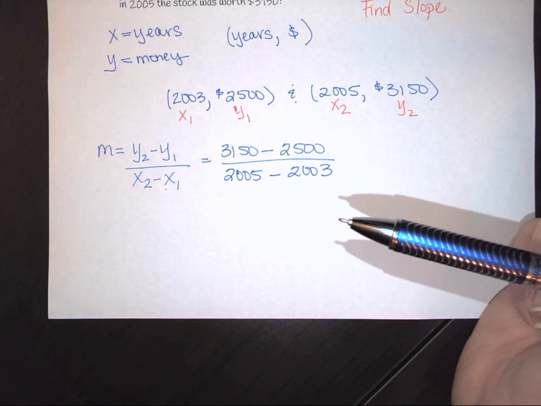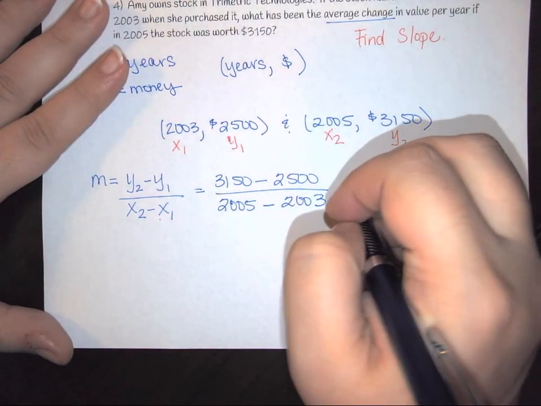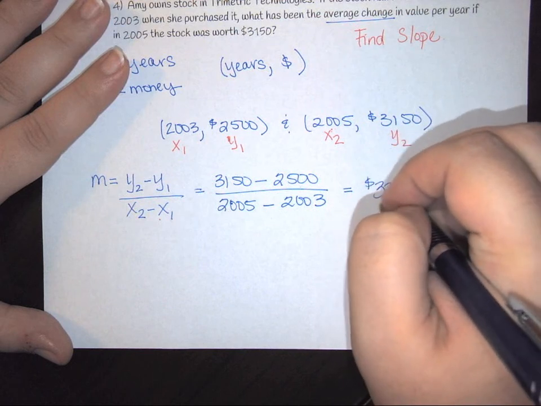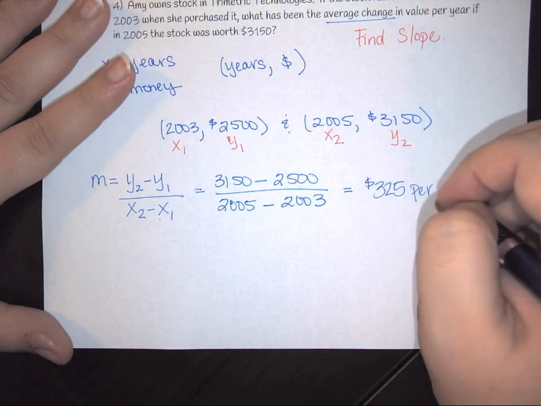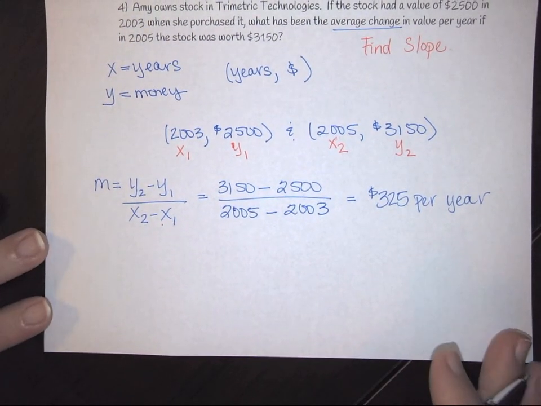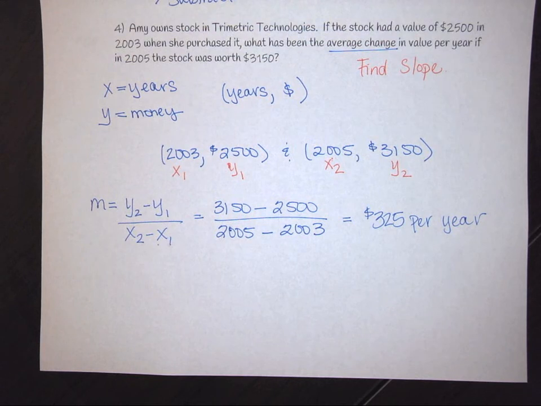So you just simply have to do the math. So you're going to do the subtraction on the top and the subtraction on the bottom, and when you're done, you should come out with $325 per year. And that would be your rate of change. So in a nutshell, that's kind of everything that you need to know in order to get started working with slope and the different forms of which that you might be solving it.